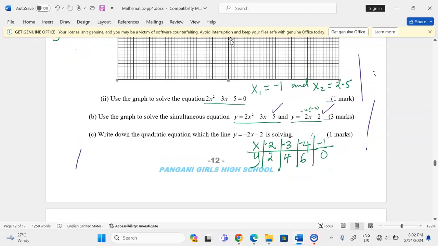And finally, we have to write down the quadratic equation with the line y equals -2x minus 2. Therefore, for us to get the equation of a line representing a certain quadratic equation, we usually subtract. So for us to get the quadratic equation back, we're going to add this to the first equation. So the equation will be y equals 2x² minus 3x plus -2. That becomes -5x. Then minus 5 plus -2, it becomes a -7. So this is the equation which has to be solved.